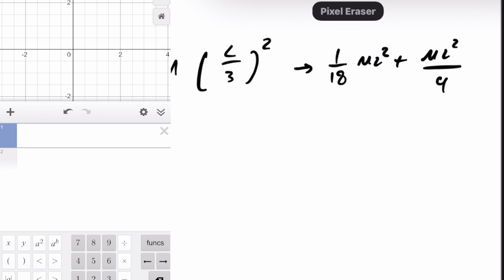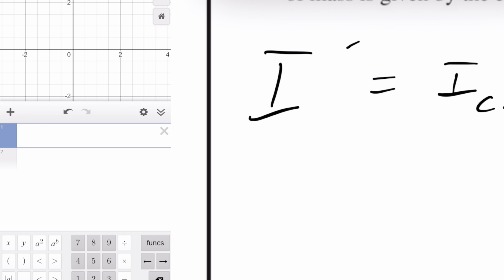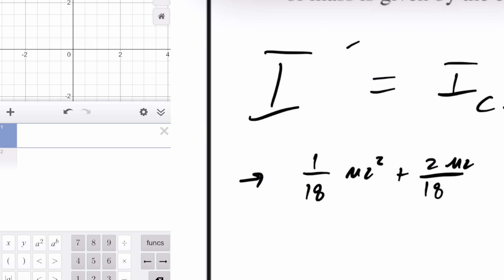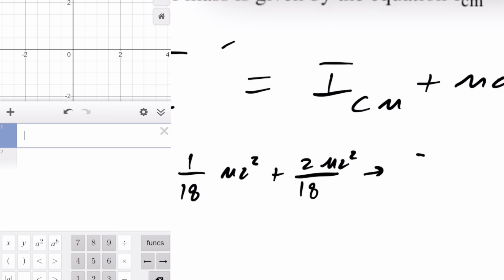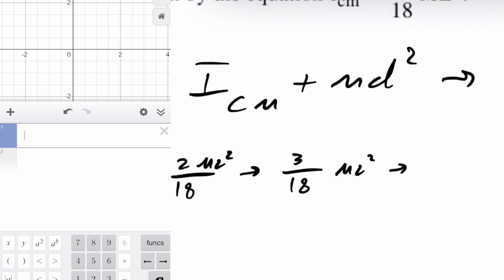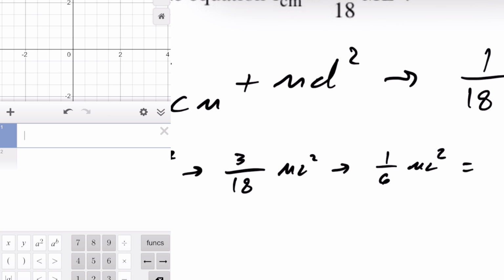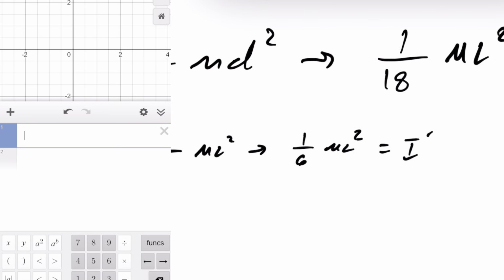So we can add this up. We can turn this into 1/18 ml squared, just manipulating some fractions, right? And now we can add these to become 3/18 ml squared. Simplify this fraction into 1/6 ml squared, and that's equal to I prime of one blade.